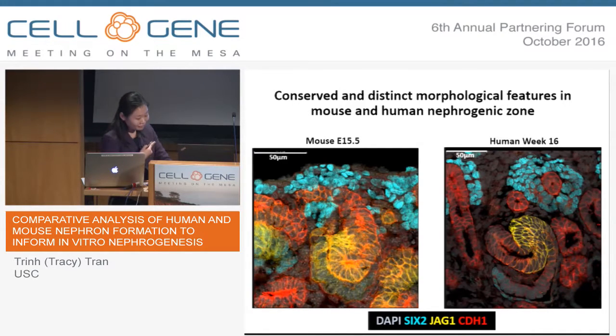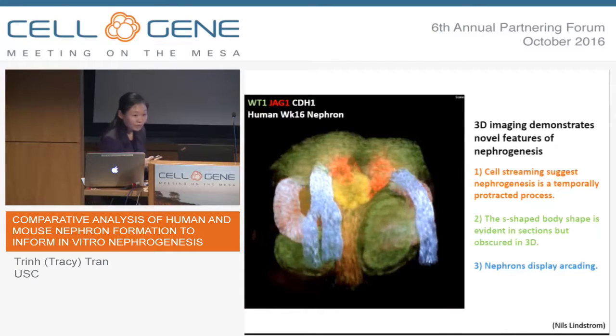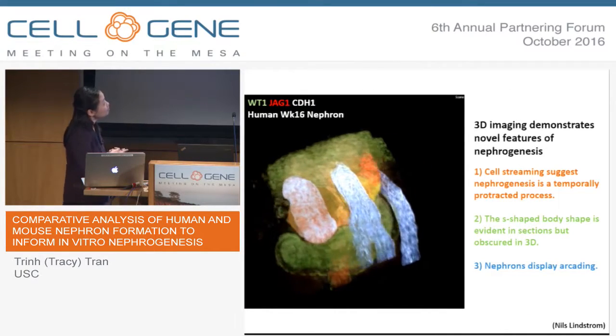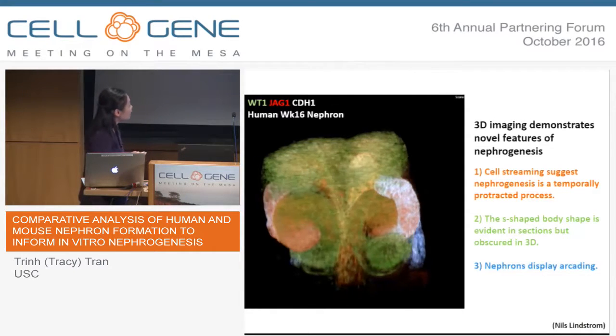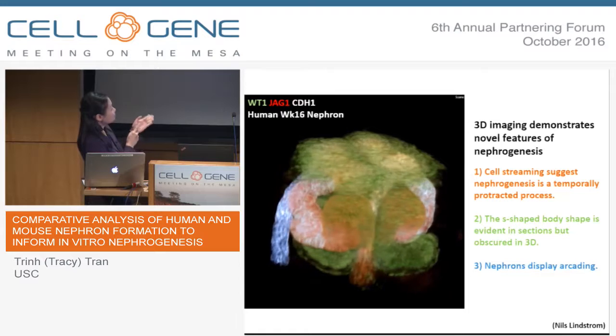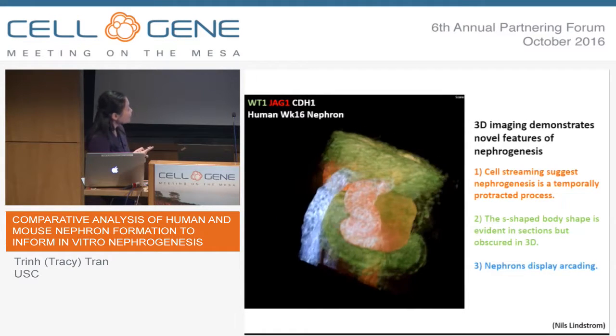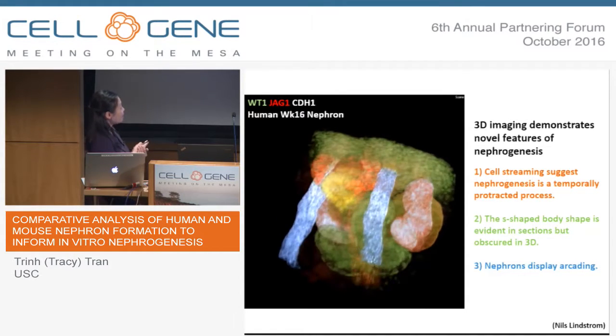But we're not very satisfied with that, so we're going up to another level. We want to obtain a 3D view of our developing nephron. And I think this is the first time that we see very clearly that the nephrogenic niche in the human is more complicated than we think.